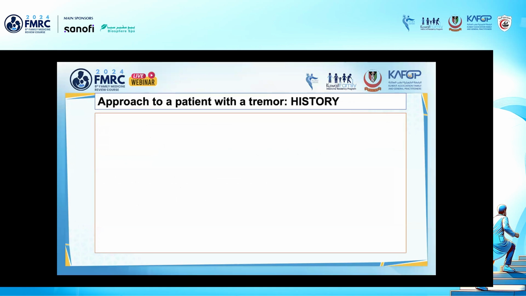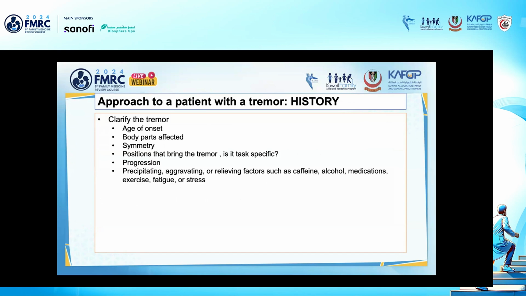Now, the last 3 slides: how to approach a patient with tremor. Of course, always start with a good history and physical exam, and maybe then you'll order a few tests. So for the history, you should first clarify the tremor. You should know the age of onset, what body parts are affected, is it symmetrical or not, what positions will bring on the tremor, is it task specific, and how is the progression? Is it getting worse with time?